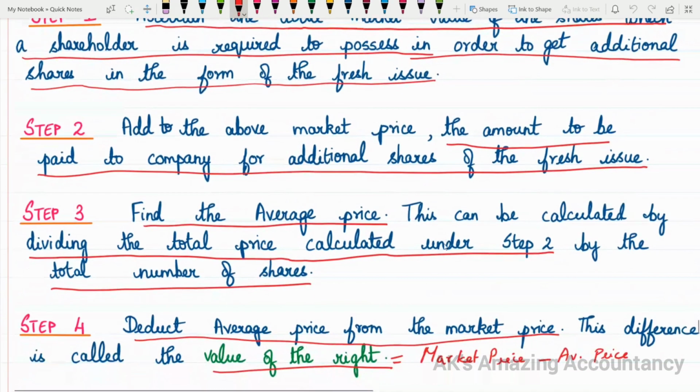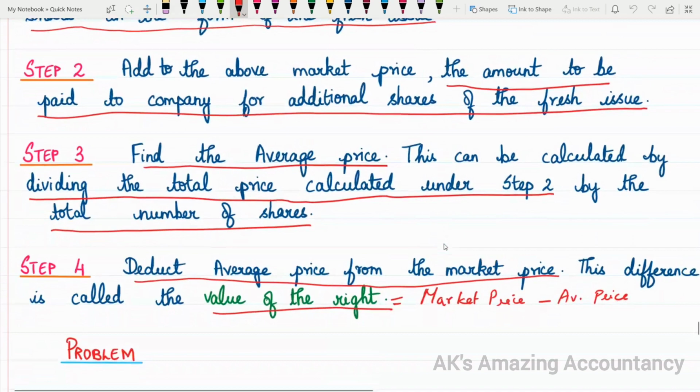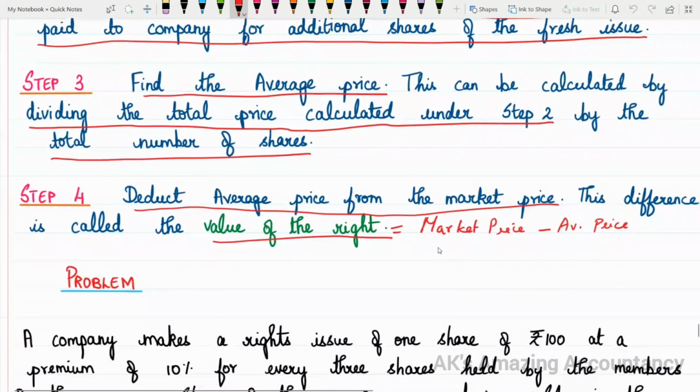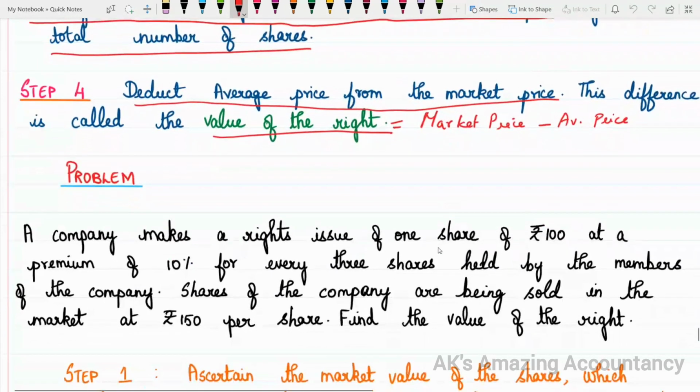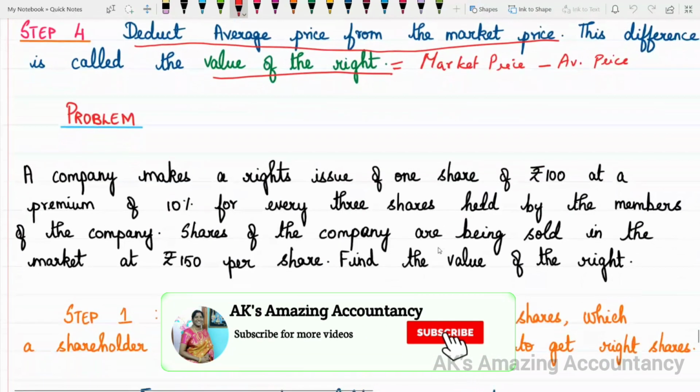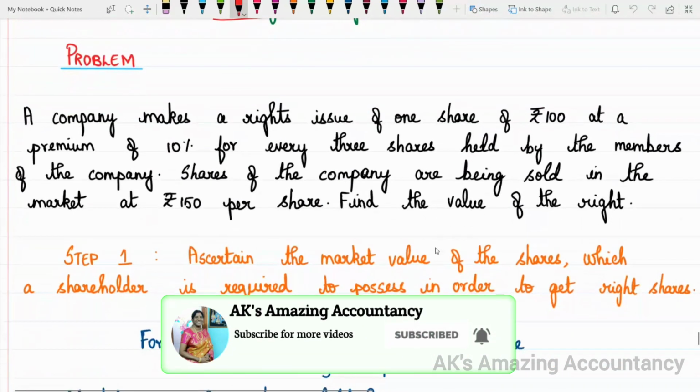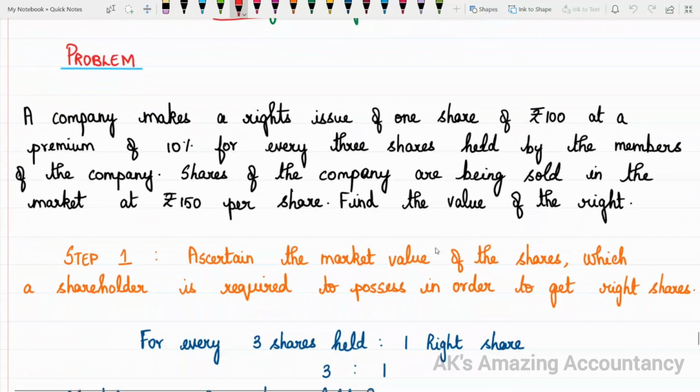The second step is to add to the market price the value of the additional shares, the amount to be paid for the additional shares. Step 3 is find the average price, and step 4 is to find out the value of the right, which is equal to market price minus average price. So you will be able to understand all these steps much better when I work out this particular problem.